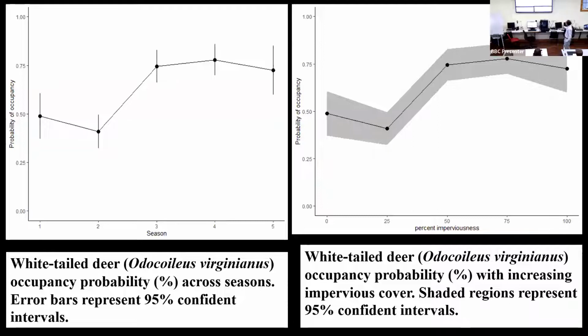Really cool, right? And in terms of occupancy with impervious cover, there is a slight drop initially and then an increase with urbanization. This is actually a really interesting situation because deer is a zoonotic vector, right? So we have evidence not only from Boston but from New York.